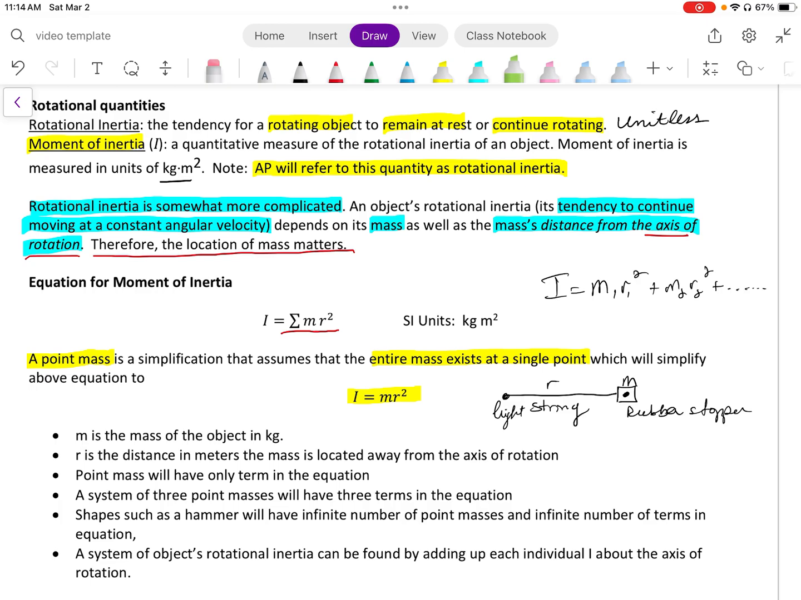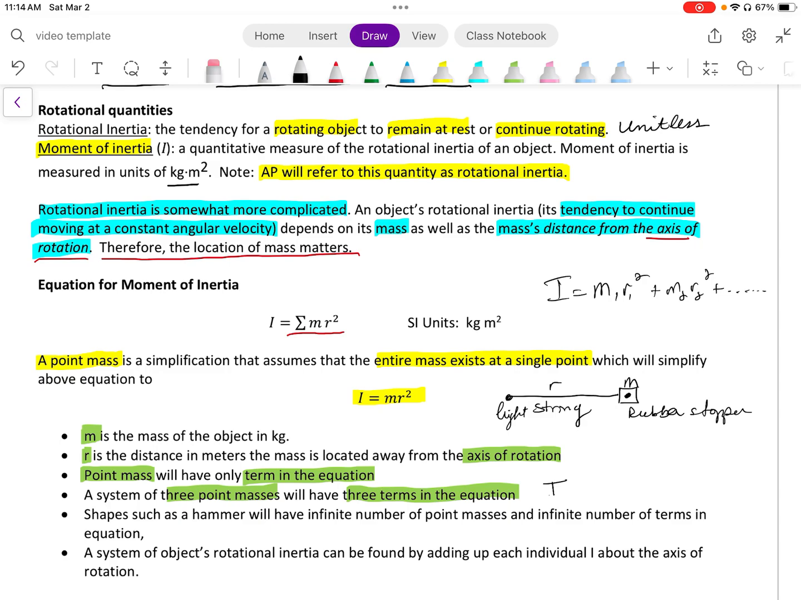Okay, so just reviewing, m in that equation is the mass of the object in kilograms, r is the distance in meters the mass is located away from the axis of rotation. If I have a point mass, I will only have one term in that equation, and it will be m r squared, one mass. If I have 3 point masses, then I'm going to have 3 terms in that equation. So the I value for a system containing 3 point masses will be m1 r1 squared plus m2 r2 squared plus m3 r3 squared.